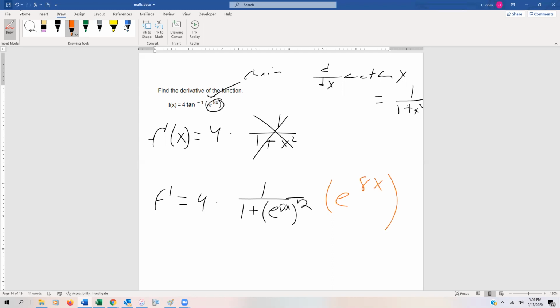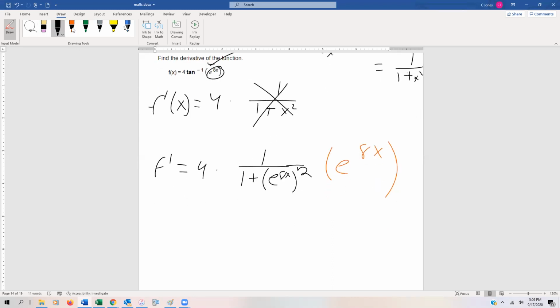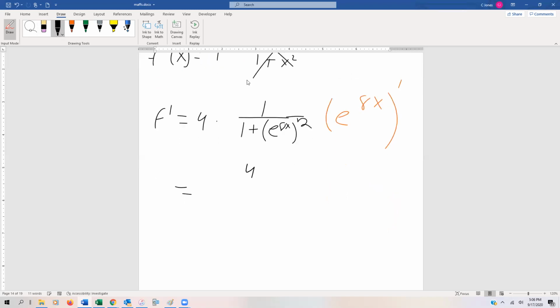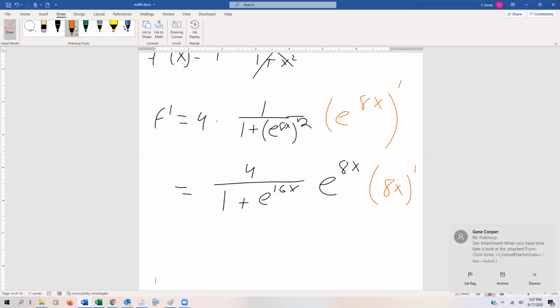And so if we go through and expand this, we're going to get 4 over 1 plus e to the 16x. Notice we square, we multiply. Now the derivative of e to the 8x is a chain rule again. The derivative of e is e to whatever it is, but then we also have to take the derivative of the 8x, which is going to be 8. And we can just multiply the 4 and the 8 together. We can put that e to the 8x in the numerator.